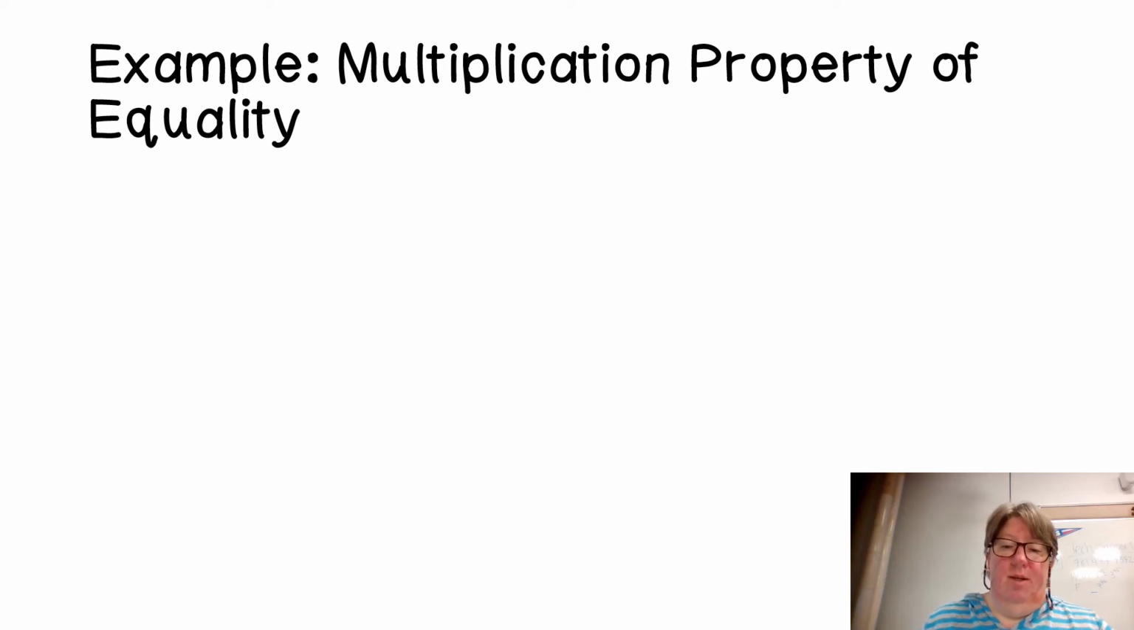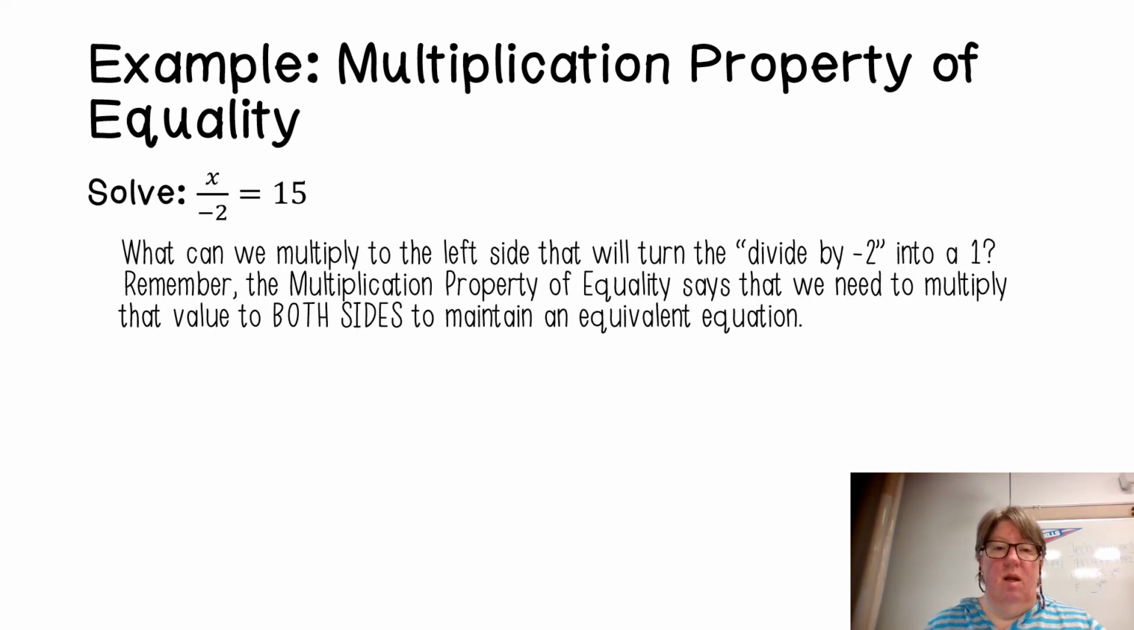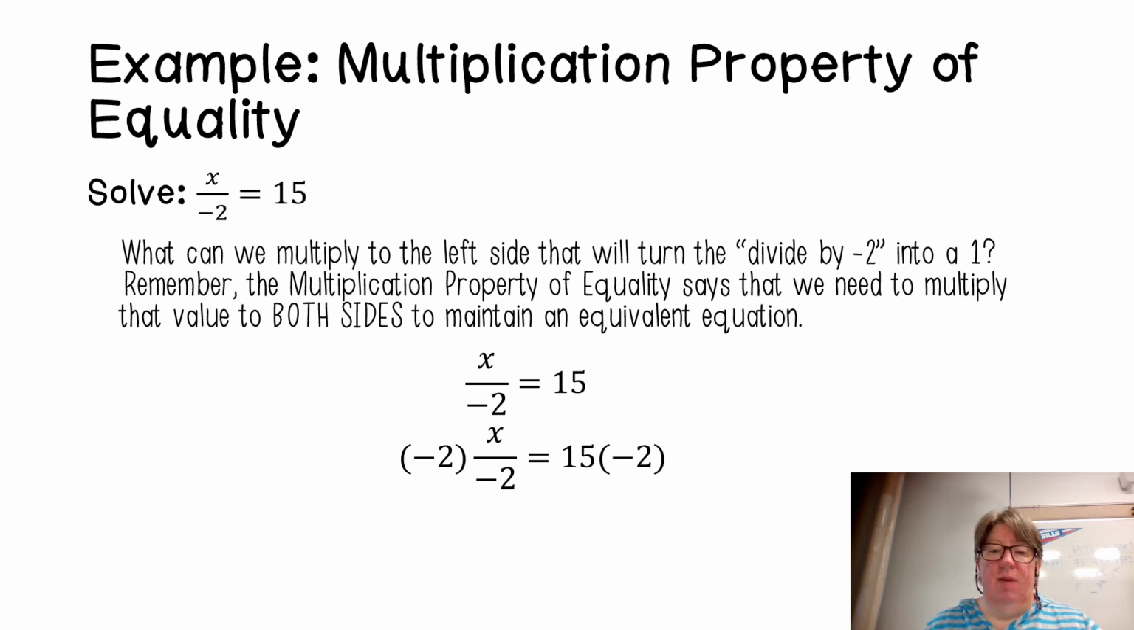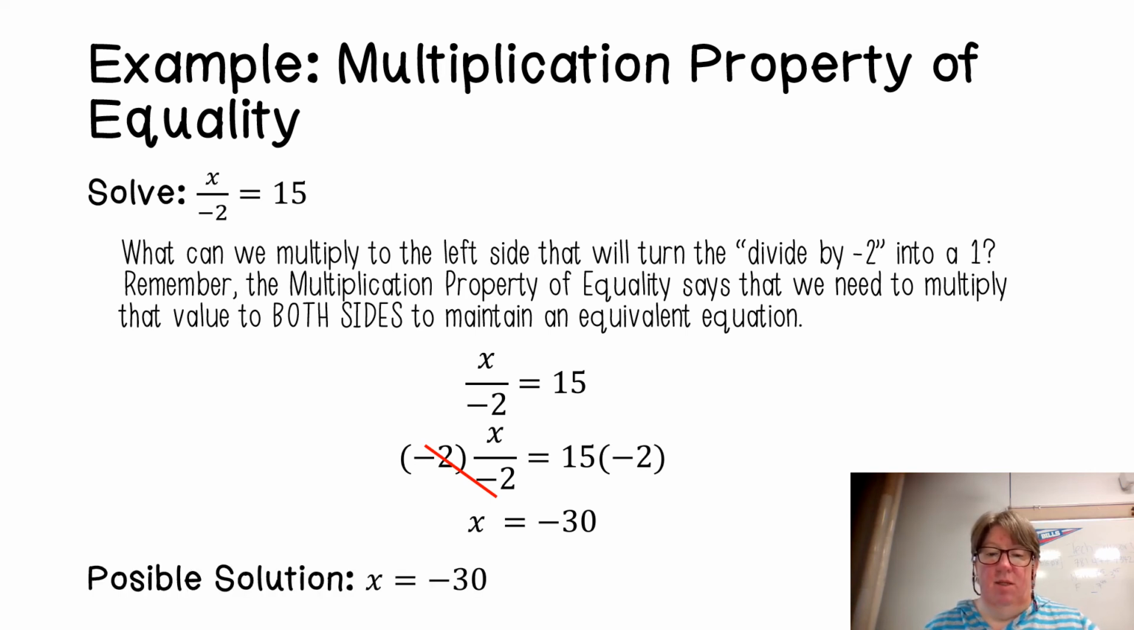Let's look at another example. All right, x divided by -2 is equal to 15. We want the x to be alone. So what can we multiply both sides by to get the x alone? We need to multiply by something that will turn that divide by -2 into a 1. So what we're going to do is multiply both sides by -2, because when I have negative 2 divided by negative 2, I get a 1. So I have x is equal to negative 30. So that's our possible solution.